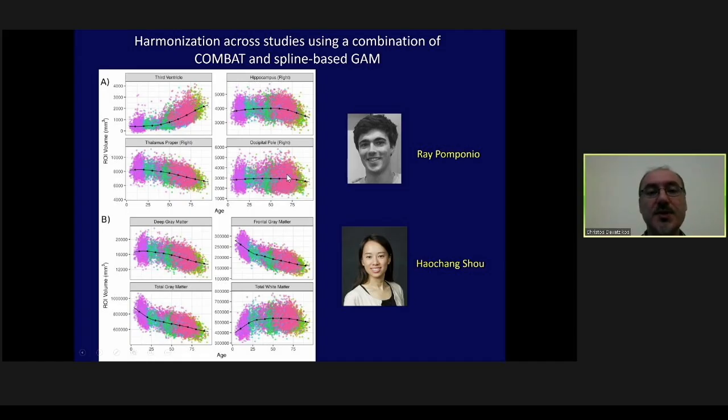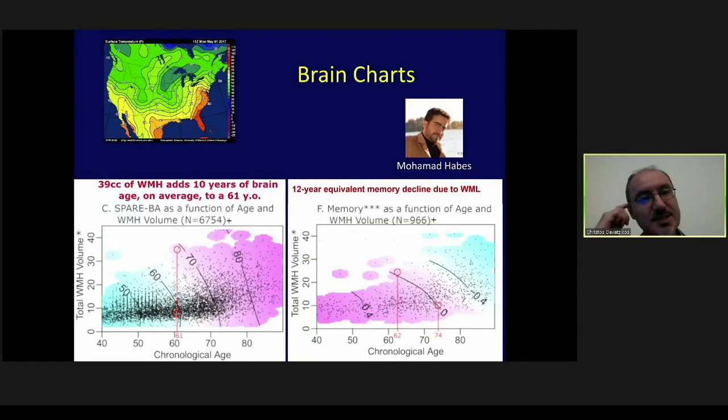So now that we put all this together, we can start playing with this complex data and look at the brain charts, for example, not different from the charts that meteorologists and other scientists are looking at. This is Mohammed Habis, who used to be with us. Now he has his own lab at UT San Antonio. And we've been playing with his brain charts, and you start seeing very interesting things.